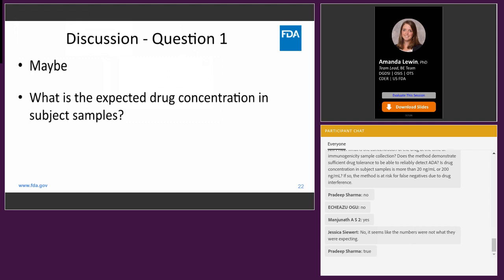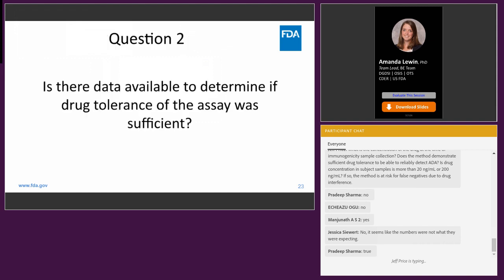There may be situations in which drug tolerance cannot be improved, but you do need to be aware of those limitations and do the best you can to eliminate that interference if you think it might be an issue in sample analysis. So let's say in this case, the firm didn't know what the anticipated drug concentrations in those immunogenicity samples were. So that's going to move us into question 2.